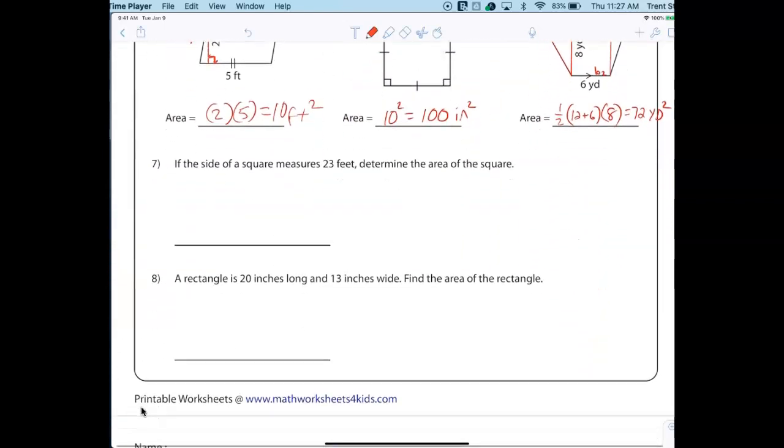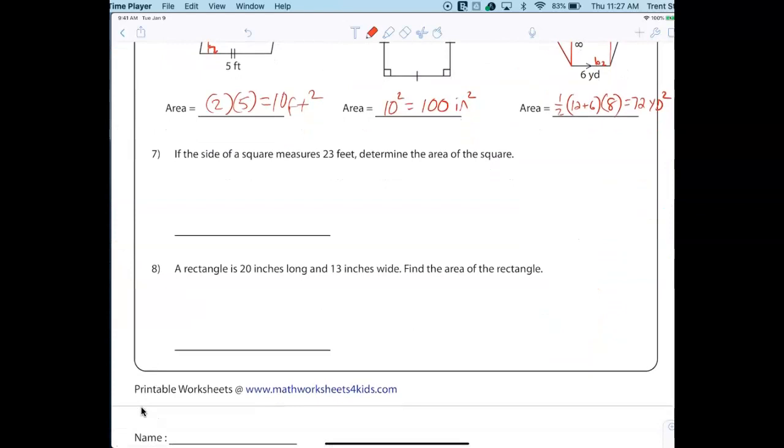All right, if the side of the square is 23 meters, determine the area. So the first thing you do is put area equals side squared. Somebody tell me. Yes, Chloe. That's right. 23 squared, which is 529 square feet. You're awesome.